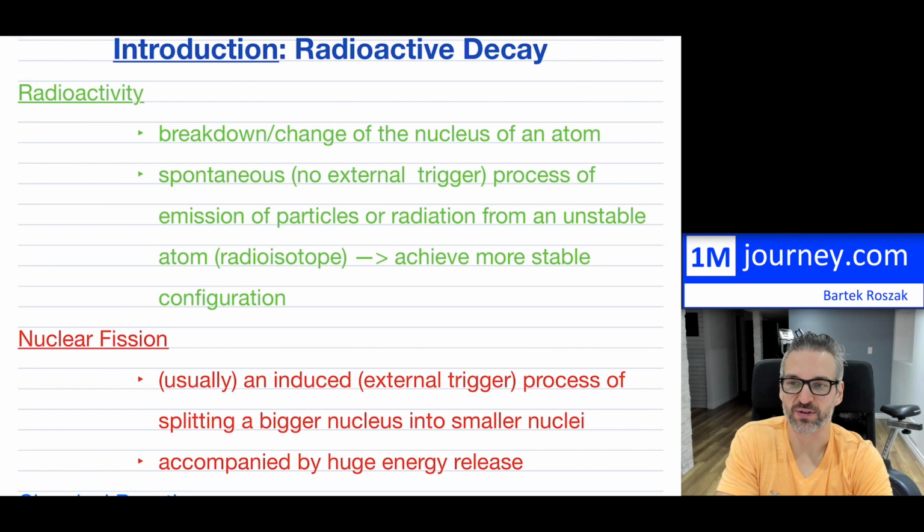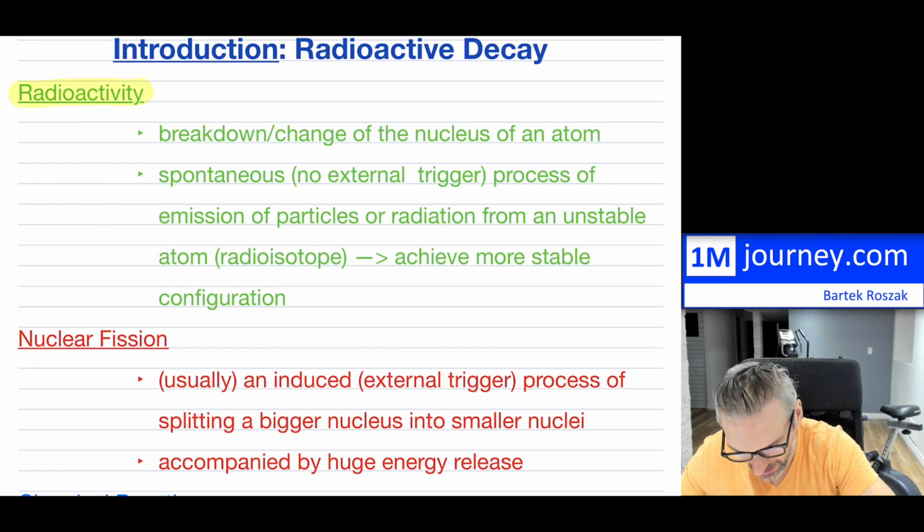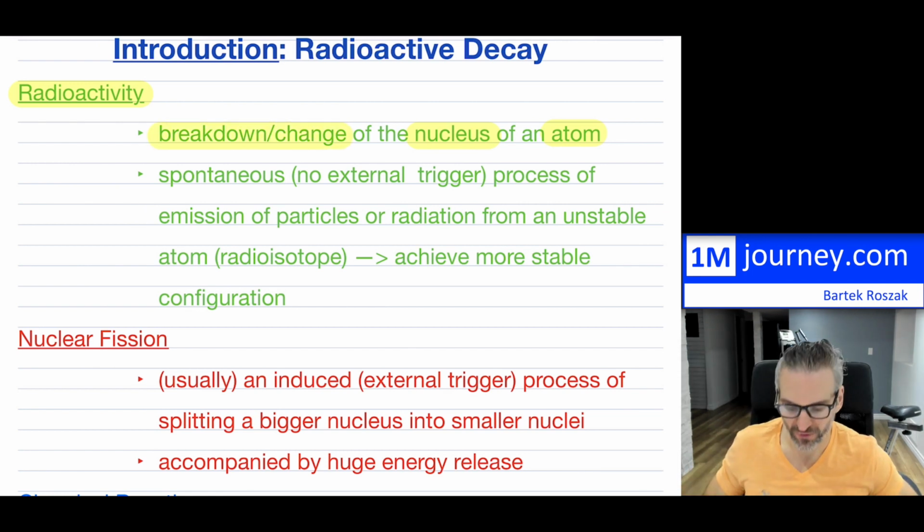So radioactivity. Radioactivity with respect to these nuclear reactions that you're going to be learning about is basically the breakdown or the change of the nucleus of an atom. So the main key idea that you can think about is radioactivity, and you can map it to the nucleus of the atom itself. And if there are any changes or breakdowns, then that we refer to as radioactivity.